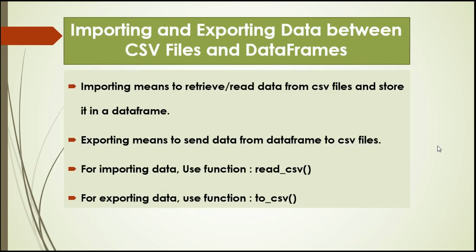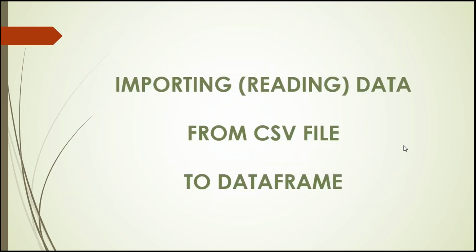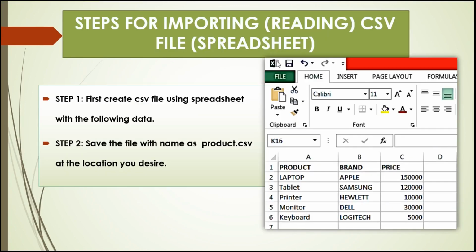Now let's see how to import and export data. Importing means retrieving or reading data from CSV files and storing it in a Pandas data frame. Exporting means to send data from data frame to CSV files. For importing data, use function read_csv, and for exporting data, use function to_csv. So let's see how to import data from CSV file to Pandas data frame.